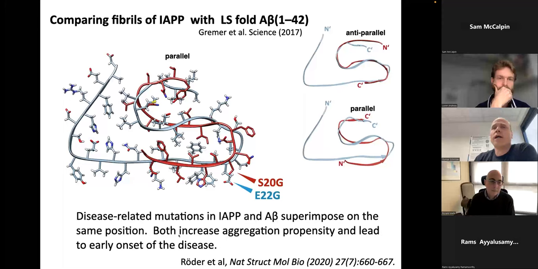So there was this idea that maybe the relationship between diabetes and Alzheimer's could be related to the similarity of the structure, because they cross-seed each other. And maybe the similarity in the structure here is important for this.